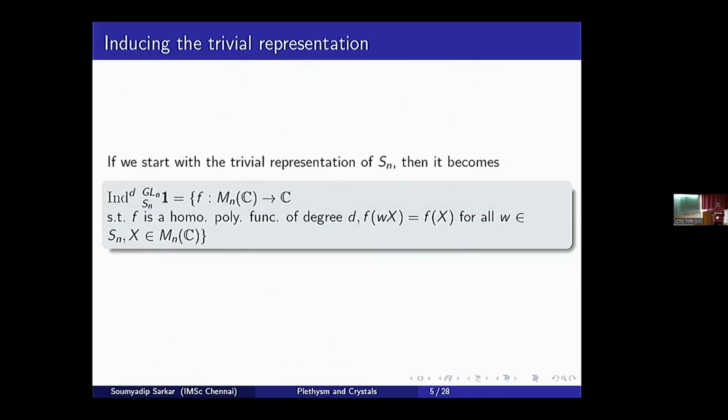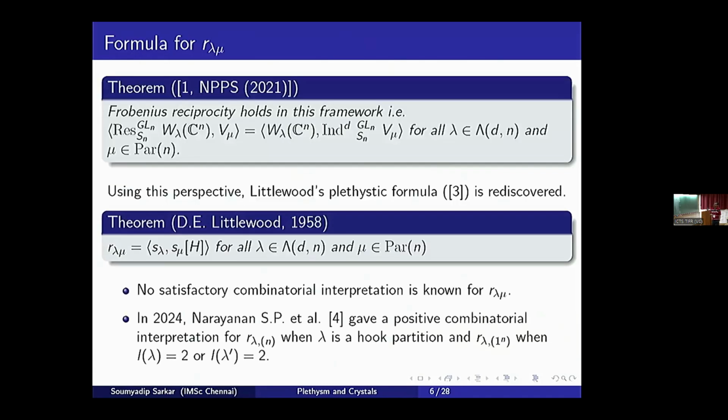Even for the trivial representation of S_n, the combinatorial description is not yet understood. I mean, the restriction coefficients are not well understood. Here is a way to think about this: Ind_d from S_n to GL_n of the trivial representation. You take the trivial representation of S_n in the space of polynomials, and what is this space? It is just the space of all homogeneous polynomial functions of degree d which are invariant under permutation, given by f(wx) equals f(x). And they proved that Frobenius reciprocity holds in this framework.